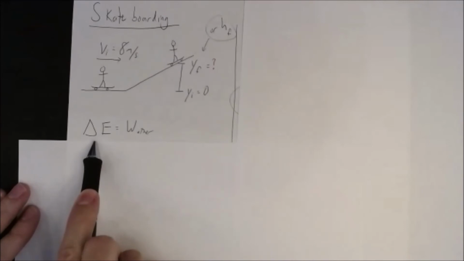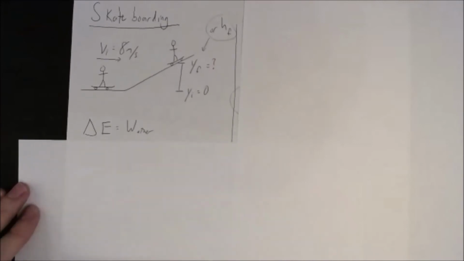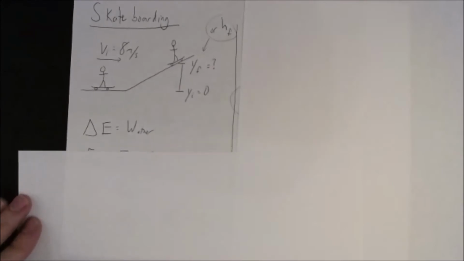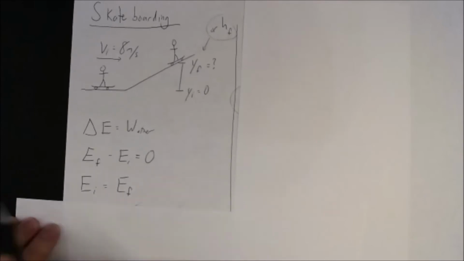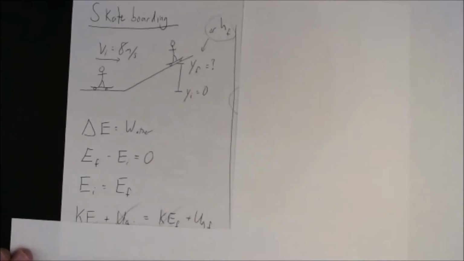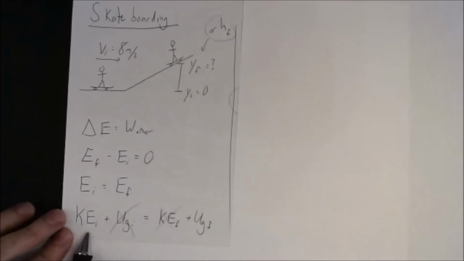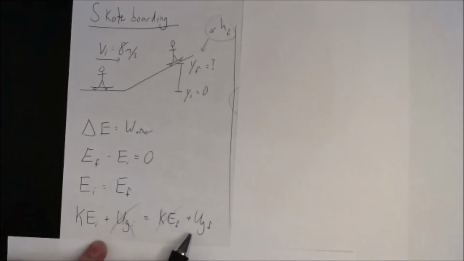We start just the way that we've been starting. Delta E is equal to work other. We haven't even talked about any other kinds of work other than friction, which we will get to shortly. Energy final minus energy initial is equal to 0. Energy initial is equal to energy final, just doing some algebra on that. You can say kinetic energy initial plus gravitational potential energy initial is equal to kinetic energy final plus gravitational potential energy final.